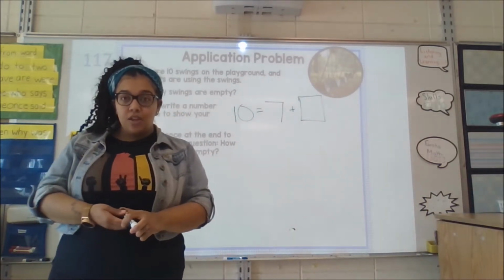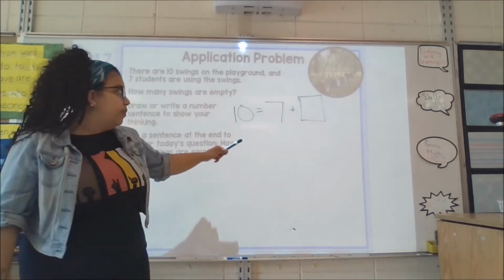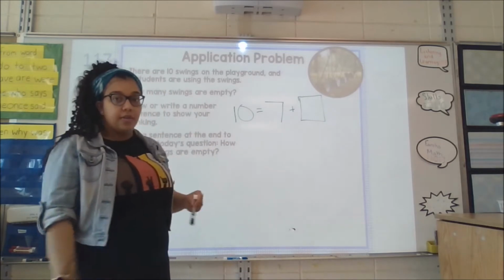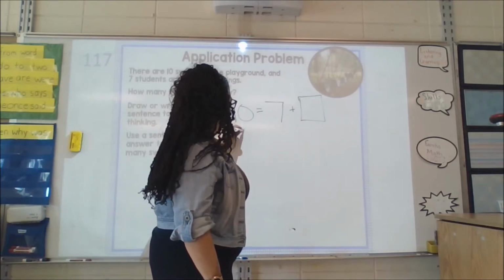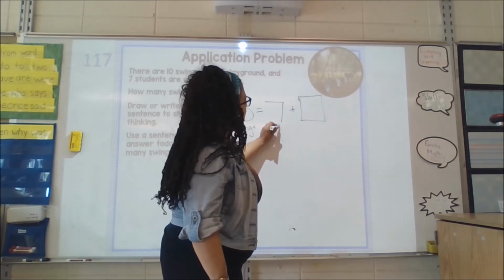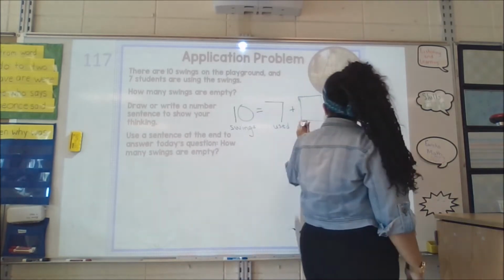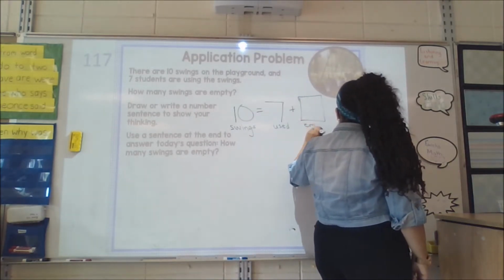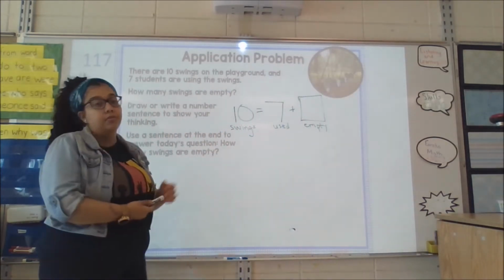Plus the ones that are still empty. We know 7 are being used and we know some are empty. But the first thing we were told was that there were 10 swings on the playground. Remember, this is all about swings. I'm going to write swings. 10 swings. 7 used plus how many are empty? How many are empty?